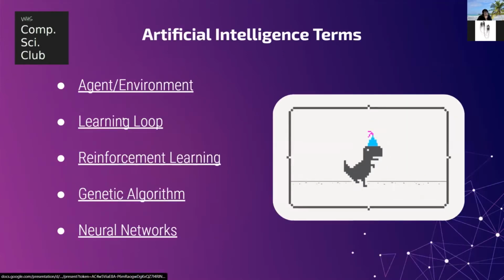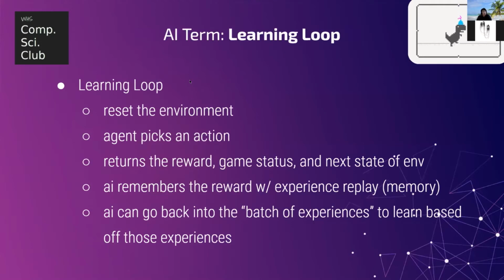And now we're going to talk about the learning loop. So first off, the learning loop is a loop. The first step in the loop is that it resets the environment. What that means is when I click play, right? I click play, I reset the environment, it starts working again. Then my agent picks an action. The action is one of three, right? Running, jumping, and ducking. After I pick an action, I return the reward. We'll talk about the reward in a second. I return the game status. The game status is true or false, right? Whether the game is over or not. So whether the dino died or not, right? If the dino died, obviously the game status is false. If the dino didn't die, the game status would be true.